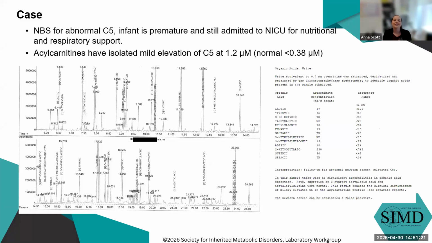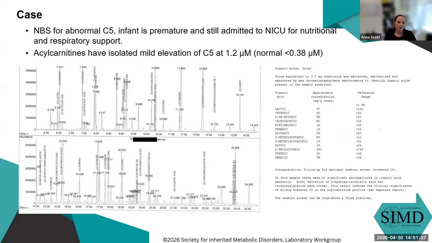Infant was premature and still admitted to the NICU for nutritional and respiratory support. We do have elevated acylcarnitines with C5 of 1.2 micromolar. Normal is less than about 0.4. But when we do the urine organic acid analysis, we see something that's essentially normal.